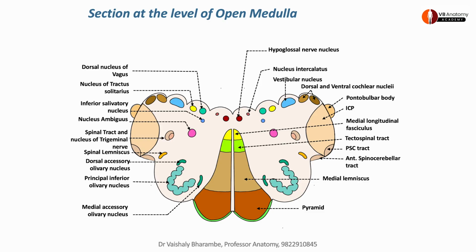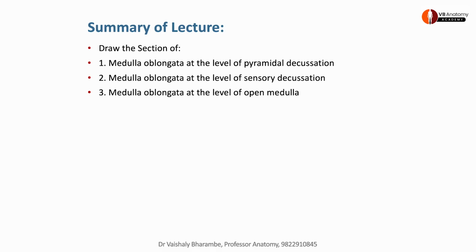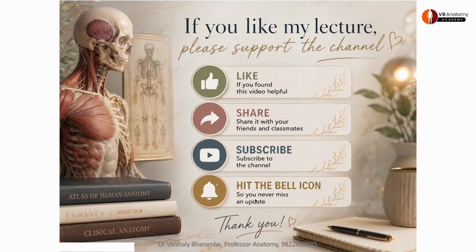What have we not labeled yet? The arcuate nuclei. Finally, you should add here a very lightly colored reticular formation. And that completes your diagram at the section at the level of open medulla. I hope you enjoyed this diagram process. If you try to understand it, it's actually quite simple. So, today's lecture taught you how to draw sections at the level of pyramidal decussation of medulla, sensory decussation and open medulla.